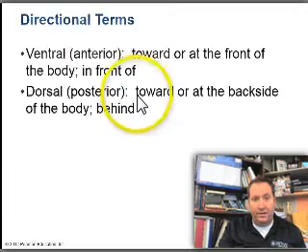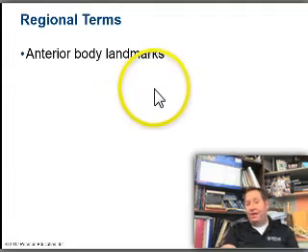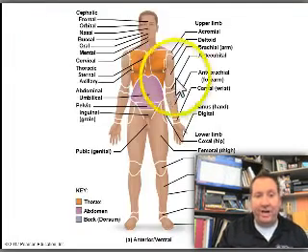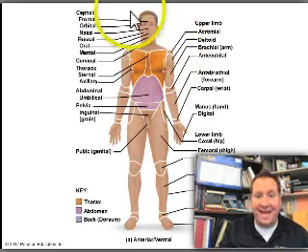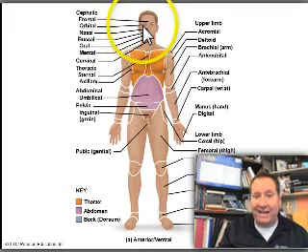The other thing that we talked a little bit about in class, guys, were regional terms. And regional terms are going to be used to describe particular regions of the body. We take a look at the anterior portion of the body. We have certain regional terms that we use to describe the head. The head is called the cephalic region. Some of the ones that we talked about were the eye region is called the orbital region. The nose region is called the nasal region. The cheek region is called the buccal region. The mouth region is called the oral region. Your neck is called your cervical region.